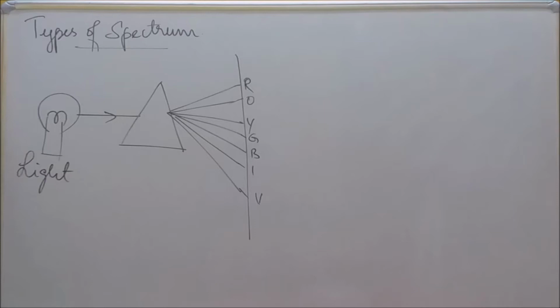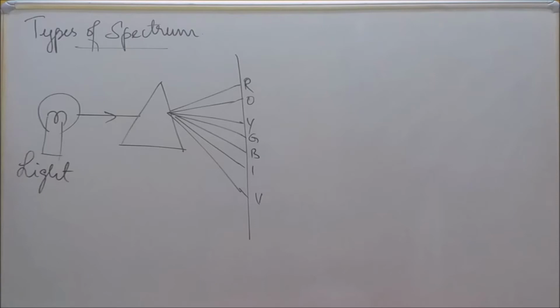Okay. So the spectrum is classified into 2 types. One is emission spectrum. Another one is absorption spectrum. Okay. So what is the emission spectrum? Emission spectrum means something is going to be emitted here, right? When a light is emitted directly from the source and examined by a spectrometer, then the emission spectrum is obtained. Okay.